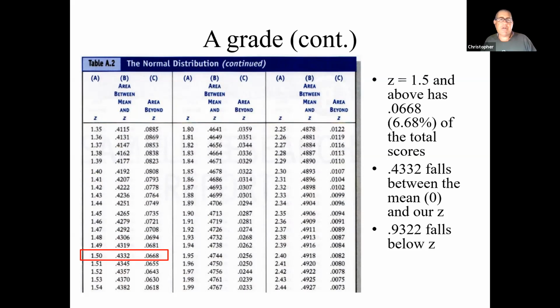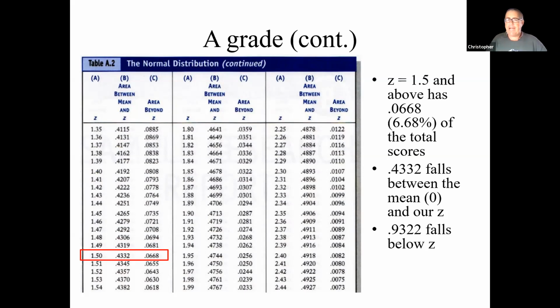So applying this, we're interested in what is noted here as the area beyond Z. That's going to be a Z of 1.5 and higher. And if we look at the table, we get about 0.0668. So that's where that 7% value came from that I threw out. The value in column B tells us what proportion of scores fall between our mean and Z, so about 43%. And then if we add 0.5 to that, that tells us the entire area that falls below Z, 0.9332.